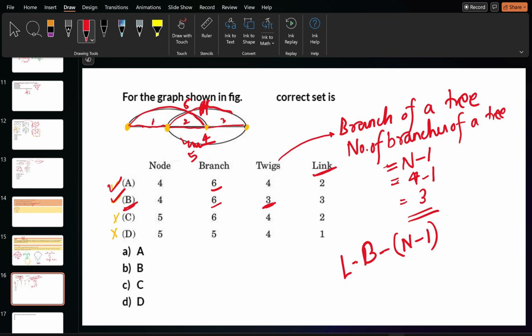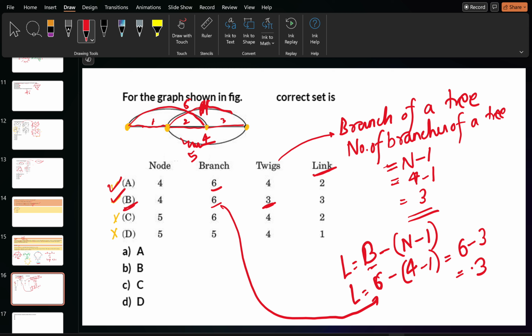What is L equal to? What is the number of branches? That is equal to 6 from here. And what is the number of nodes? That is equal to 4. When you put in the values, you will get 6 minus 3, which is equal to 3. Okay, so option B is correct.